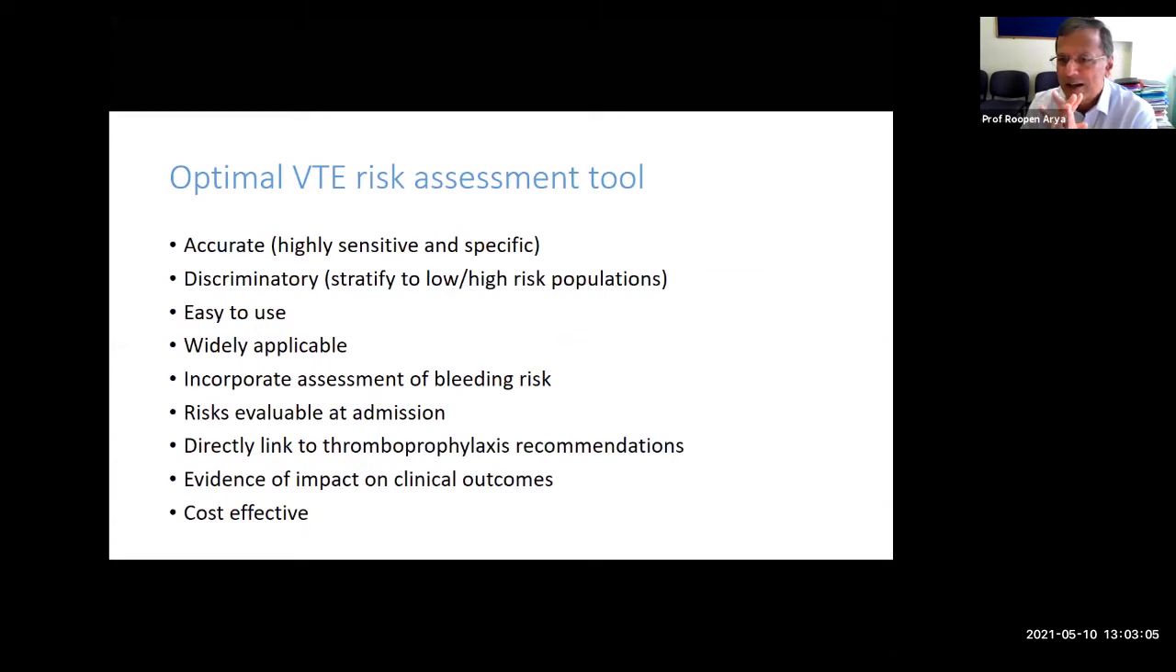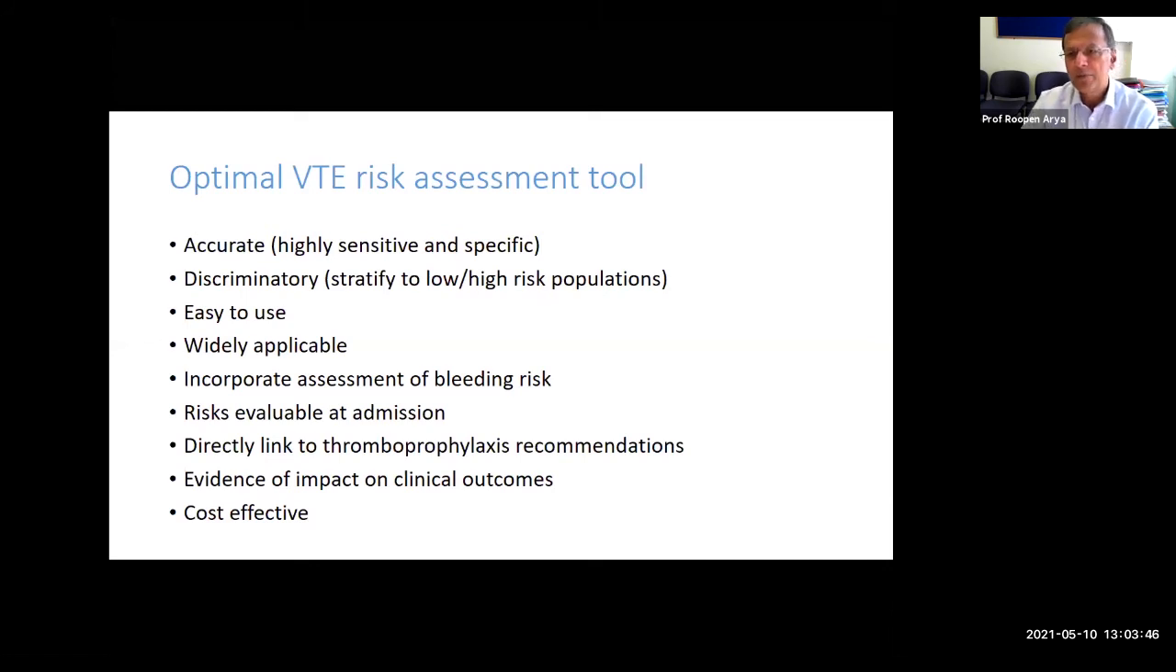Again, quite early on in the process, over a decade ago, there's a realization that the tool needed to be accurate and easy to use with good discrimination between the risk groups and something that could be widely applicable and directly linked to recommendations for thromboprophylaxis. And I think most importantly, also to be clinically validated with an evidence of efficacy with regard to clinical outcomes, and also to be cost effective.